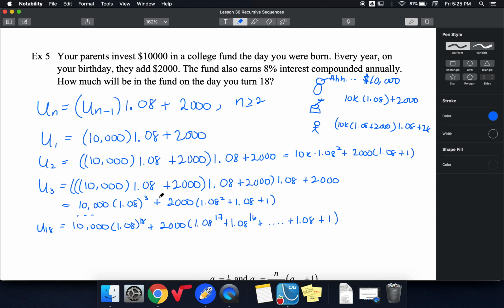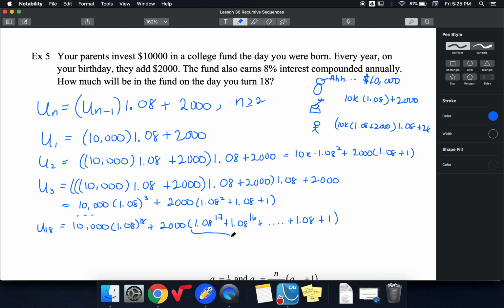So at the end, on the day we turn 18, that $10,000 will have earned its 8% interest 18 times. So this is just a constant value. It's not any sort of sequence. It's just a single number, 10,000 times 1.08 to the 18th. But the 2,000, well, that first amount of 2,000 will have earned the 8% interest 17 times. After you turned 2, that 2,000 is going to earn its interest 16 times, and so on and so forth.